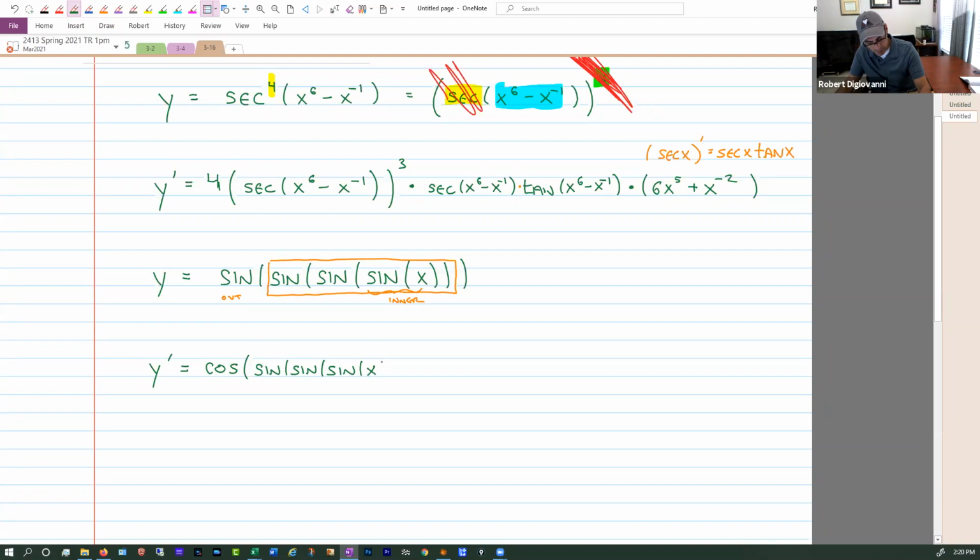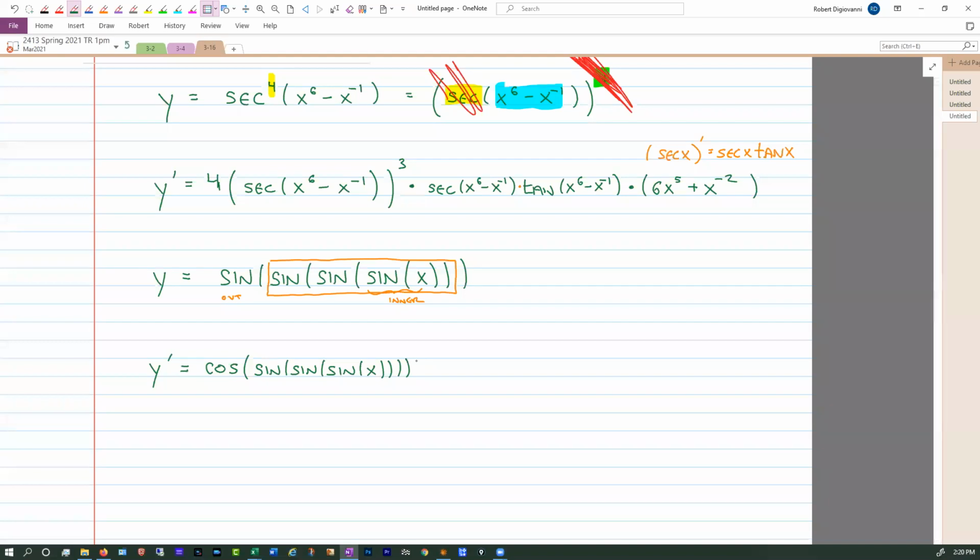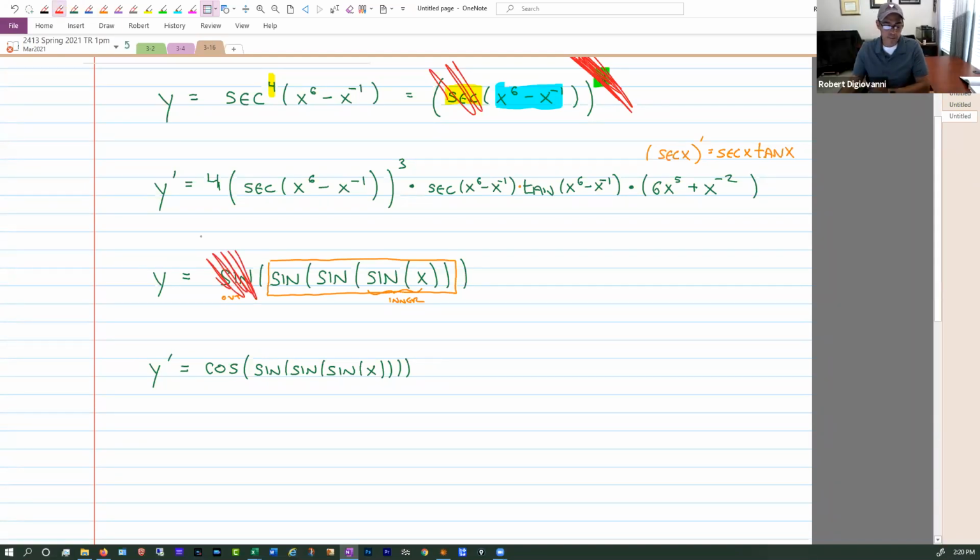Now I need to have the same number of parentheses here. 1, 2, 3 parentheses there, 4. So I need 4 parentheses there. Well, that's just one layer. All right, Claire? So now we've done this layer. Now let's move on to the next layer. The next layer is this one, Claire.